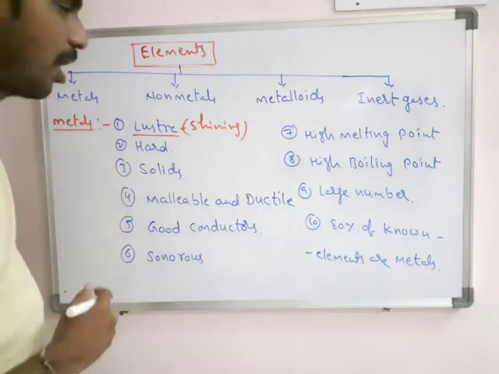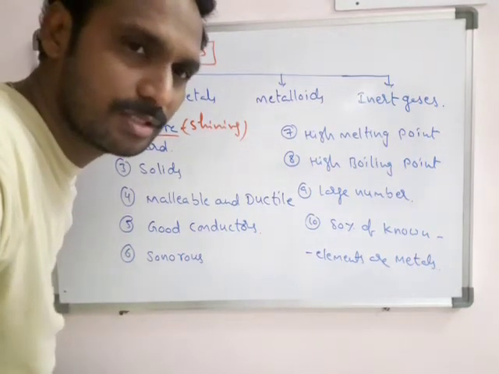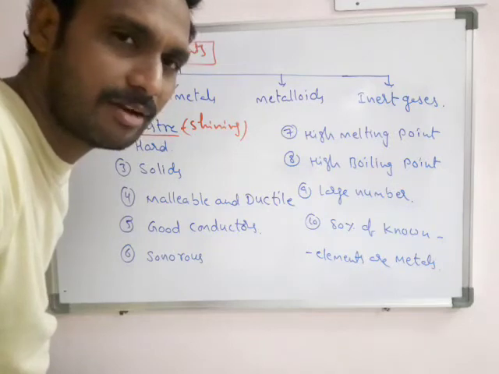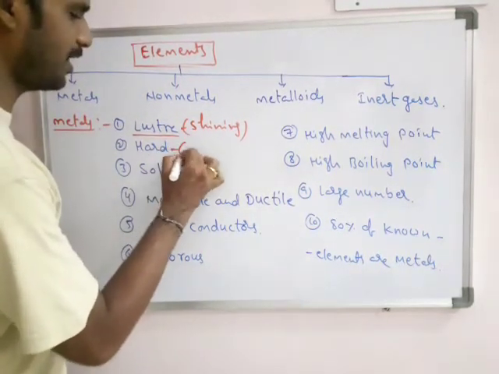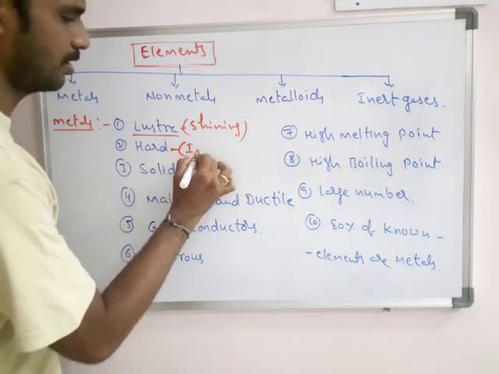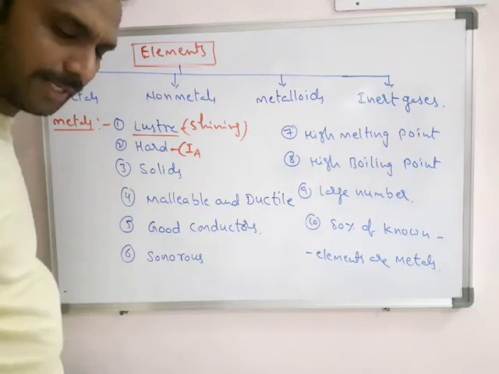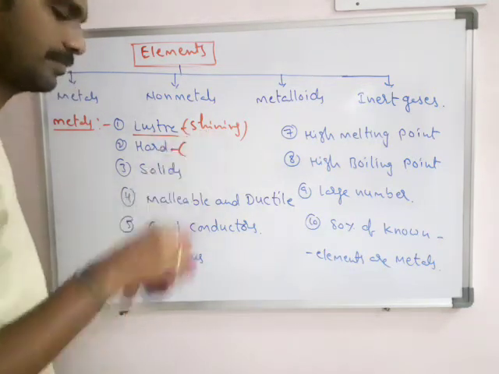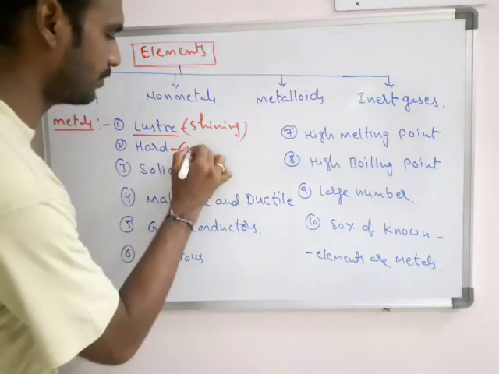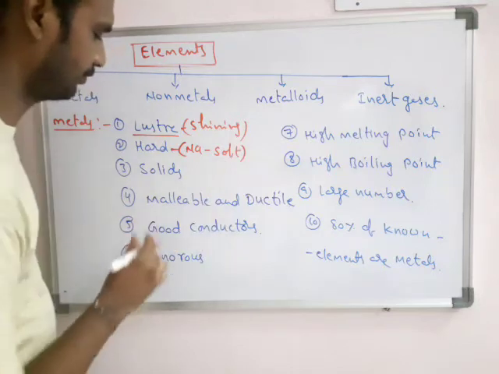Like, they are very hard. You know iron, copper, zinc, gold, they are very strong. But there are the 1A group elements. 1A group means, you may not understand about 1A. Just like sodium. Sodium is a very soft solid.